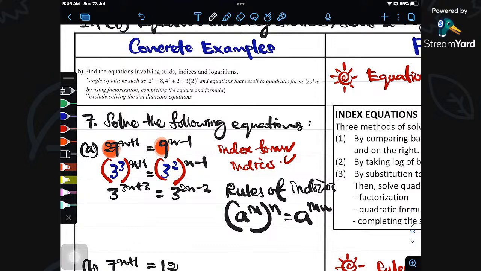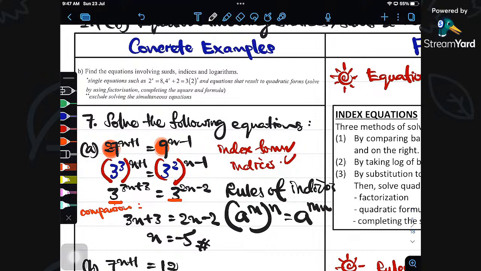Therefore, you can now, apabila base dah sama, bolehlah kita buat comparison. Bila kita buat comparison, kita tinggalkan base tersebut. Kita tulis sahaja the power 3x plus 3 is equals to 2x minus 2. Therefore, the answer is x is equals to negative 5. Done. Can you follow me?